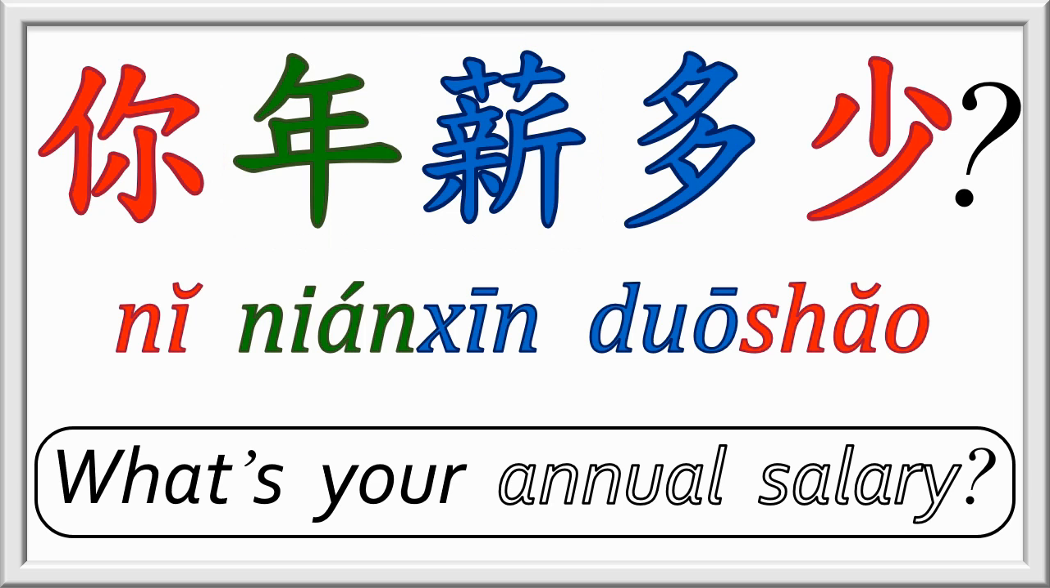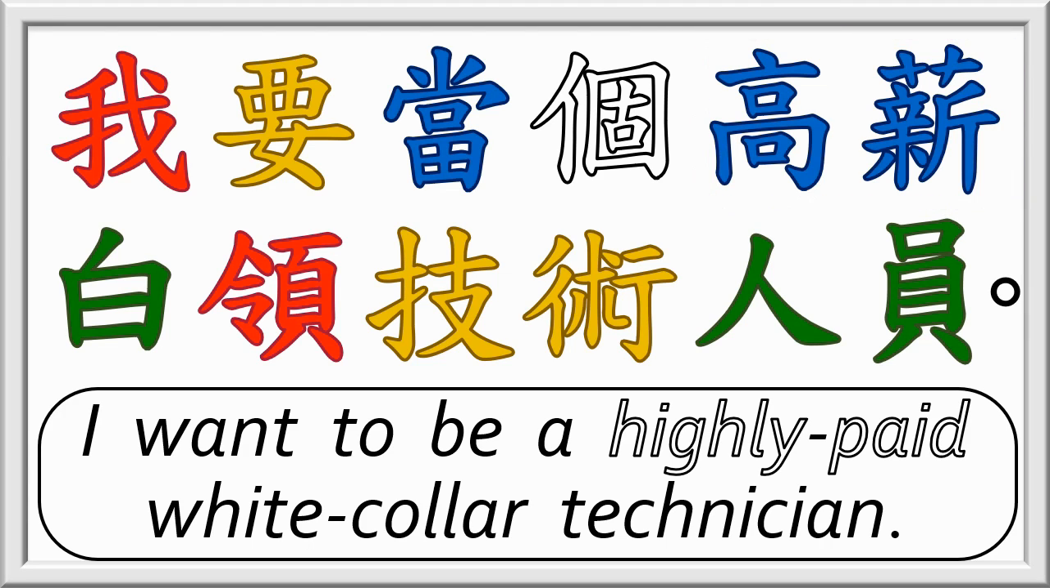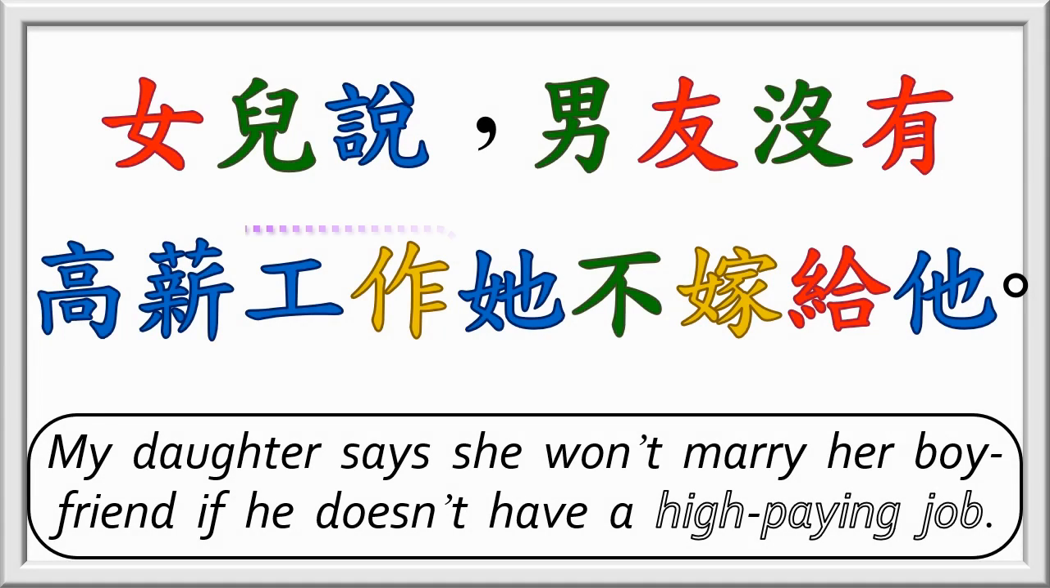One's annual salary is called 年薪, dropping the water, 水。你年薪多少? What's your annual salary? 高薪 is the term for a job with a high salary. 我要当个高薪白领技术人员。I want to be a highly paid white-collar technician. 女儿说，男友没有高薪工作，她不嫁给他。My daughter says she won't marry her boyfriend if he doesn't have a high-paying job.